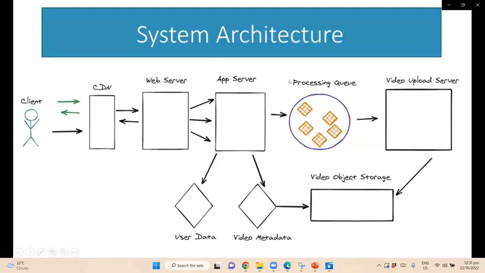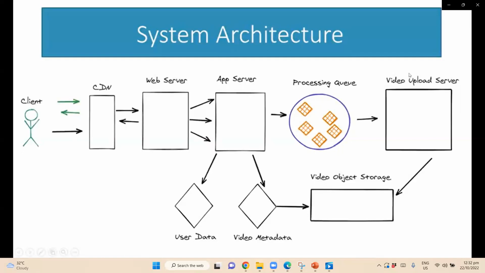The app server is going to be what's talking. So for like an upload, it's going to send the video to this processing queue because there's a bunch of stuff involved in the background here. It's not really that simple, so we just want to be able to fire off that upload request and then allow the person uploading to do other stuff while this works in the background.